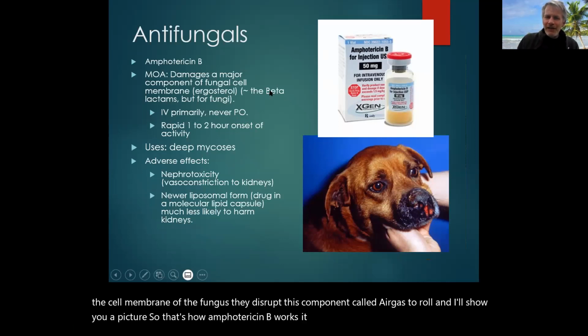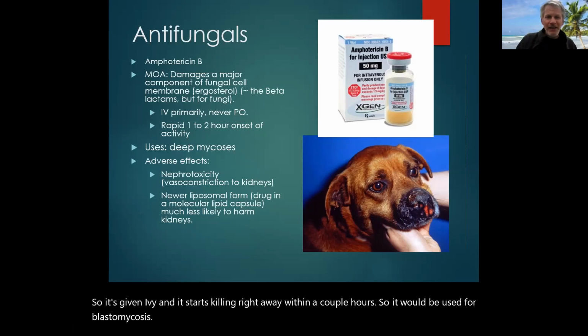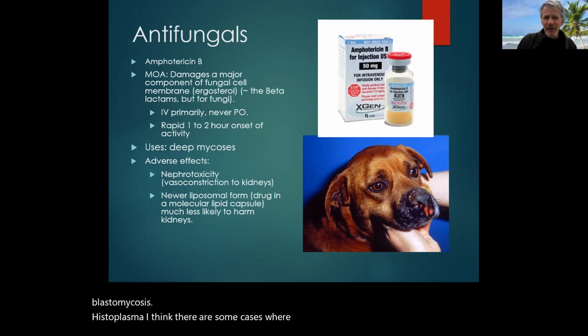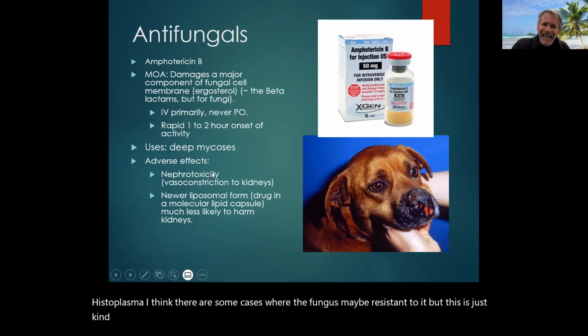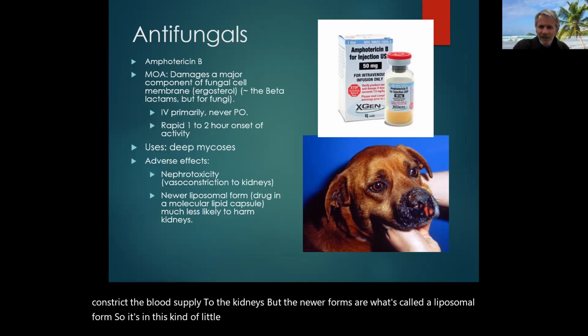It can only be given IV. There is no oral form. So it's given IV and it starts killing right away, within a couple of hours. So it would be used for blastomycosis, histoplasma. I think there are some cases where the fungus may be resistant to it, but this is just an overview. It can be damaging to the kidneys. I guess it can constrict the blood supply to the kidneys. But the newer forms are in what's called a liposomal form. So it's in a little lipid capsule, and that's much safer.